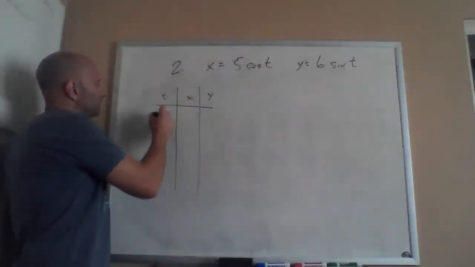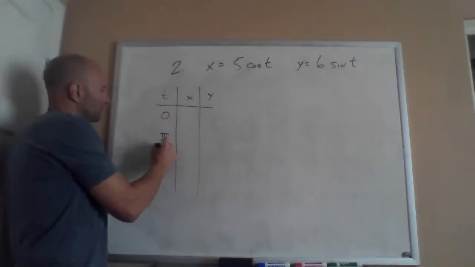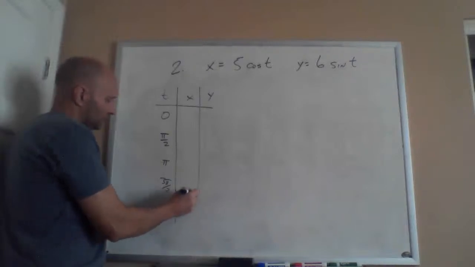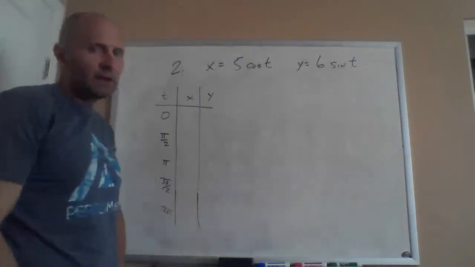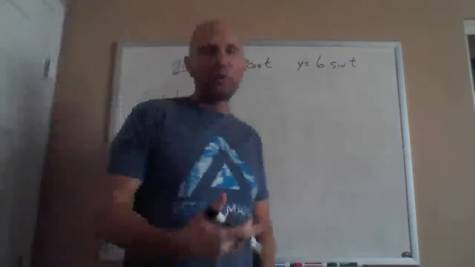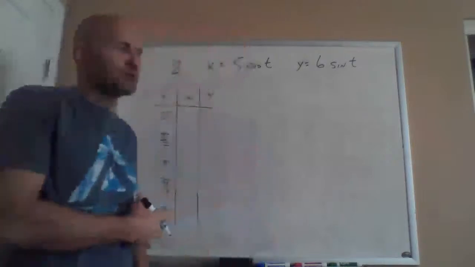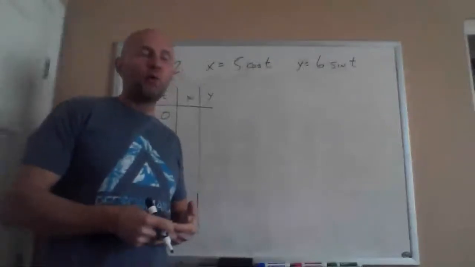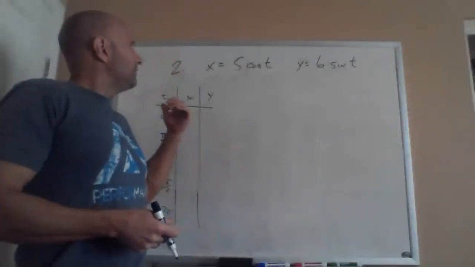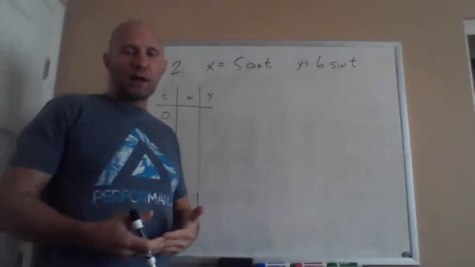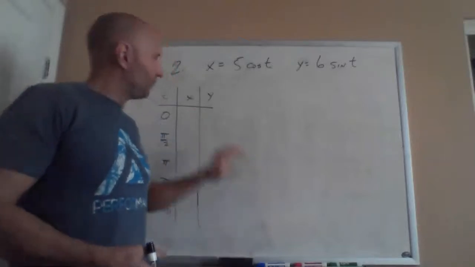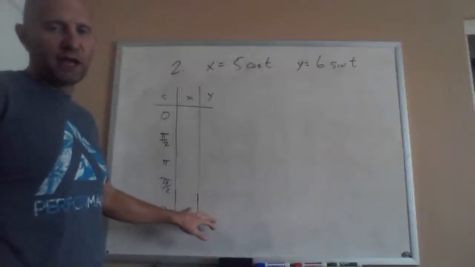So the values I'm going to pick for t are 0, pi over 2, pi, 3 pi over 2, and 2 pi. If possible, when doing these trig parametric equations, use these as your values. The reason being is what? These values, the x and y coordinates, are either 0, 1, or -1. So you'll get nice numbers in your table.